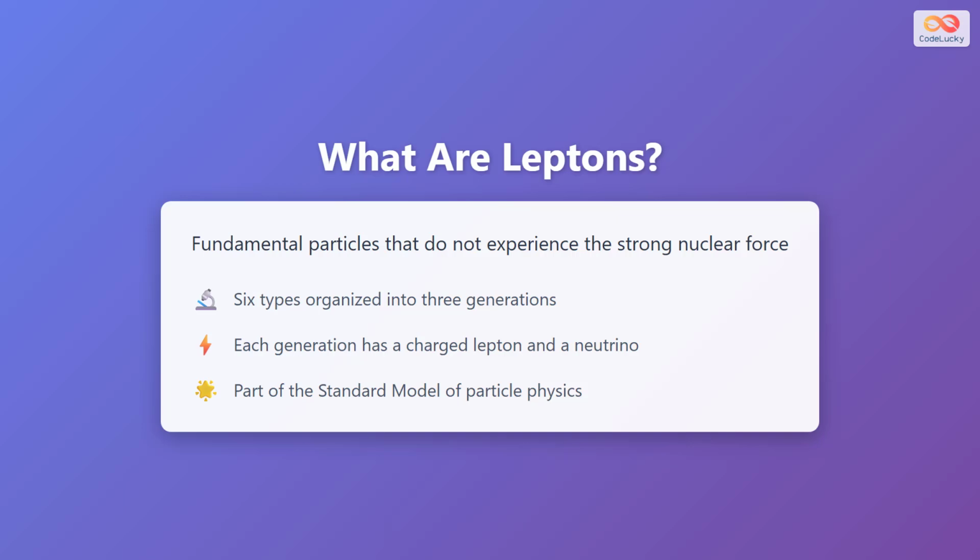So, what exactly are leptons? Leptons are fundamental particles that do not experience the strong nuclear force, which is the force that holds atomic nuclei together. Unlike quarks, which make up protons and neutrons, leptons exist independently. There are 6 types of leptons, organized into 3 generations. Each generation contains a charged lepton and a neutrino. Leptons are an essential part of the standard model of particle physics, which is our best description of the fundamental forces and particles in nature.